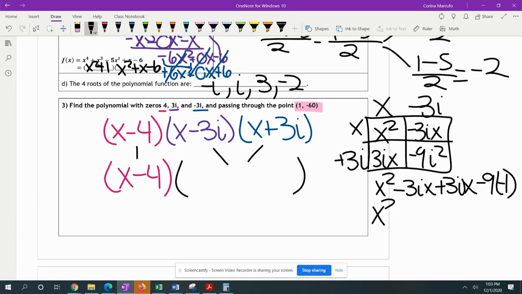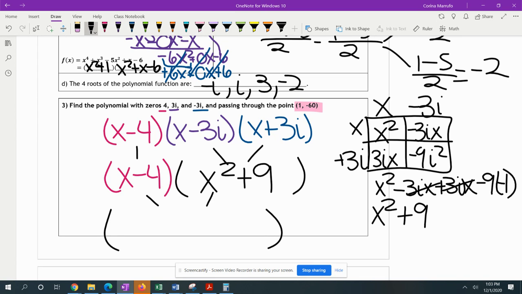So we get x squared. These cancel each other out, and negative 9 times negative 1 gives us plus 9. So here, x squared plus 9. So now we don't have any more imaginary numbers. We're going to go ahead and multiply these two to get another polynomial.